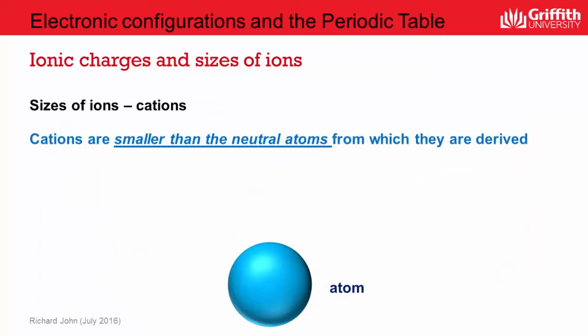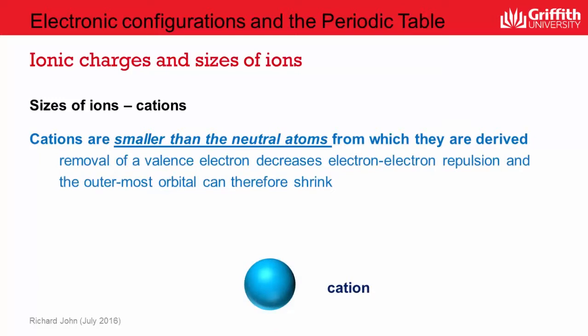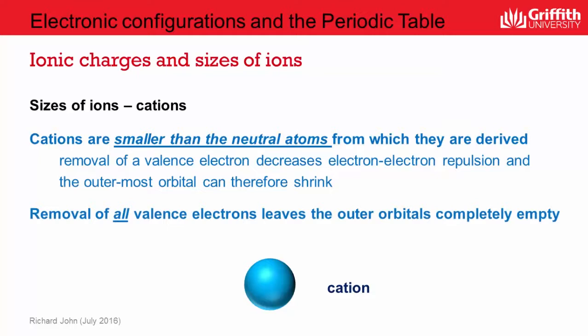Another property that a consideration of electron configurations can explain is the relative size of ions. Now, cations are always smaller than the neutral atoms from which they are derived, and this is because removal of one or more valence electrons decreases electron-electron repulsion, and their outer orbitals can therefore shrink. Removal of all the valence electrons leaves the outer orbitals completely empty, and the size of the ion is therefore determined by the size of the core orbitals, which exist in a shell of a lower n value compared to the neutral atom and will therefore have a smaller size.